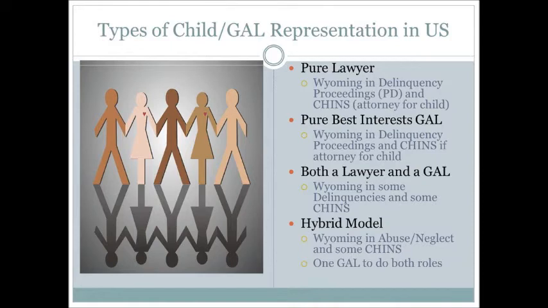Now, the default representation model in Wyoming is the hybrid model. The Wyoming Supreme Court said that this is how children should be represented, and the GAL program rules say that this is the model to be used. This is where you have one GAL doing both roles, representing both what the child wants and what's in their best interests at the same time. So in every abuse neglect case in Wyoming, this is the model that will be used, and in some CHINS cases, this is the model that will be used.